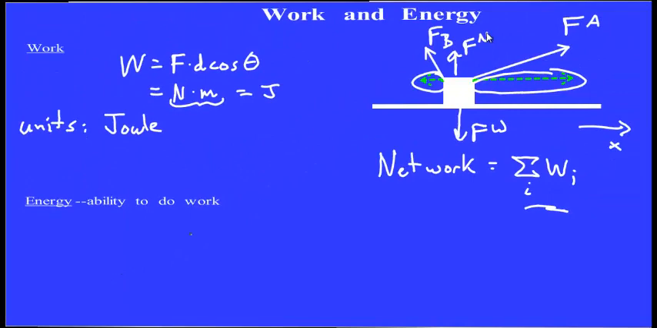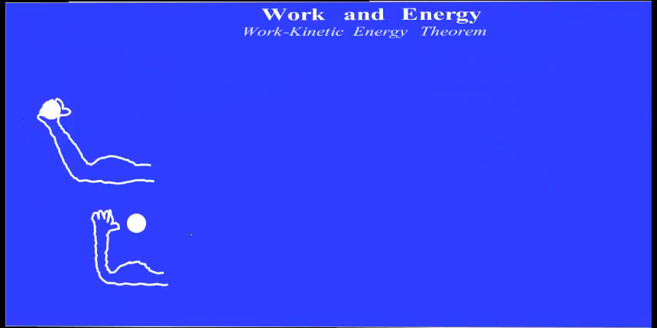Let's move on to something that has a very fancy name, but it's a very simple concept. It's called the work kinetic energy theorem. It relates the work that you do to an object to the change in kinetic energy of an object. You see here, pretty bad drawing, but you see an object being thrown right here. It starts in the hand, and here it's left the hand. And I think you would agree that there is work being done through this motion as long as your hand is touching the ball.